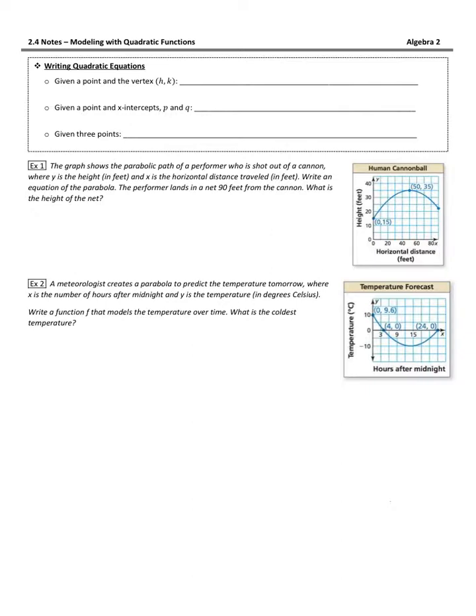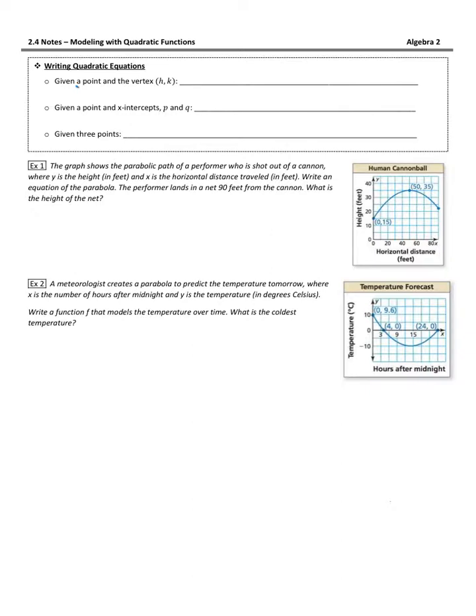Hello, Algebra 2 people. Here are the notes for the last section of this chapter, 2-4. So this section is going to focus on how to write the equation of a quadratic. And we're going to be using several methods, everything we've learned up to now.